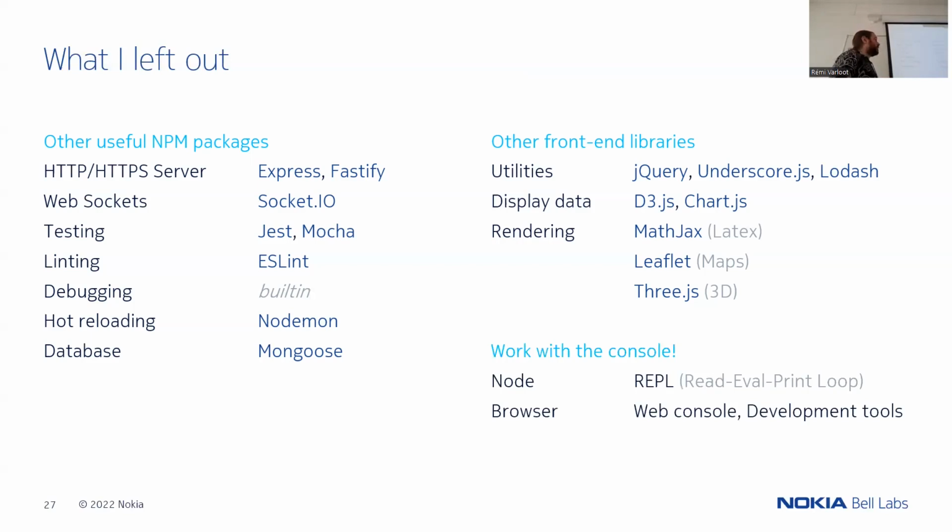And finally, last piece of advice: use the console a lot. In Node.js, just like Python, you can just run node in a terminal. It'll open a read-eval-print loop, which allows you to check if you don't remember whether null equals undefined returns true or false. Check it like that really fast. And in the browser, use the web console and the development tools. They're very powerful to know what's going on in your web application.